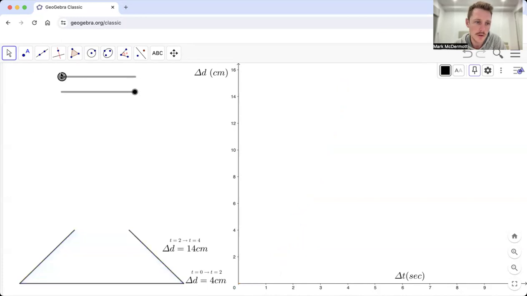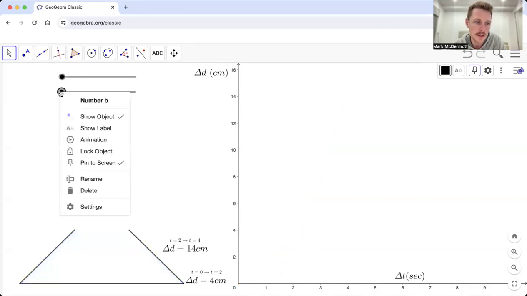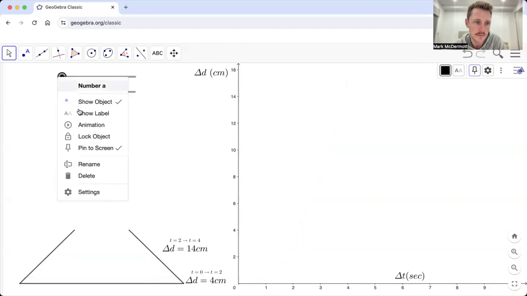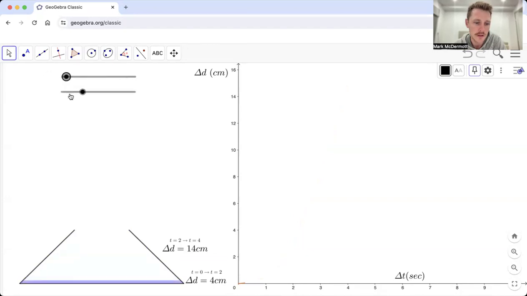So it might be a bit more obvious now if we play it again. You'll see that it starts off increasing more slowly. And then as it gets towards the top of the container, it starts to increase more quickly.